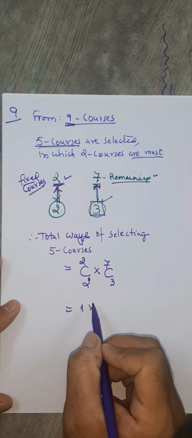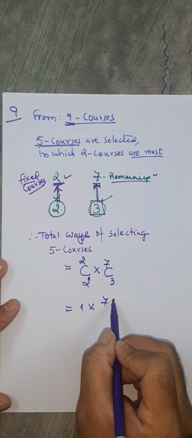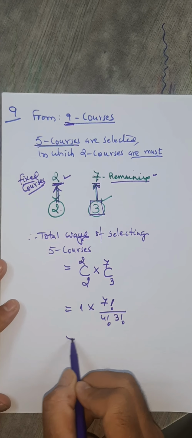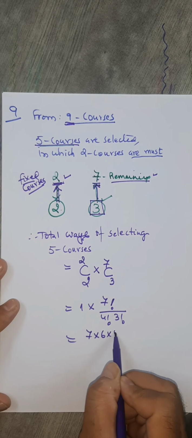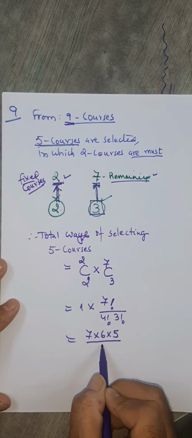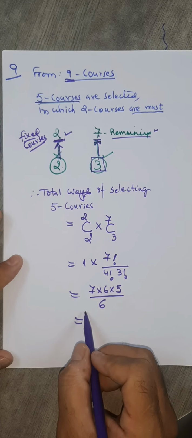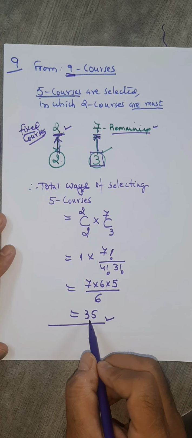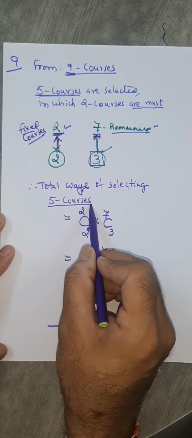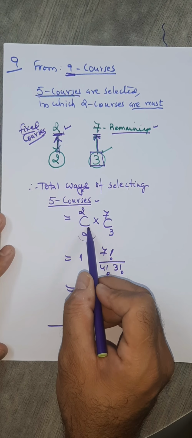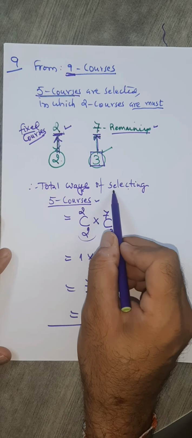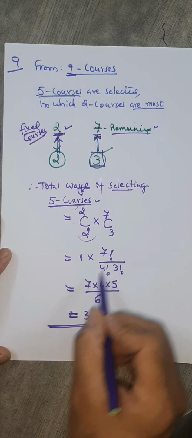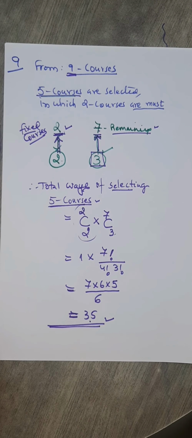2C2 is always 1. What's 7C3? That is 7 factorial upon 7 minus 3, 4 factorial into 3 factorial. So 7 into 6 into 5, 4 factorial will cancel, upon 3 factorial, which is 6. So you will get finally 35. So there are 35 ways of selecting 5 courses in which 2 courses are compulsory for every student. So in each selection of 5 courses, these 2 courses will be there always, remember. Just you have different 3 courses. Fine.